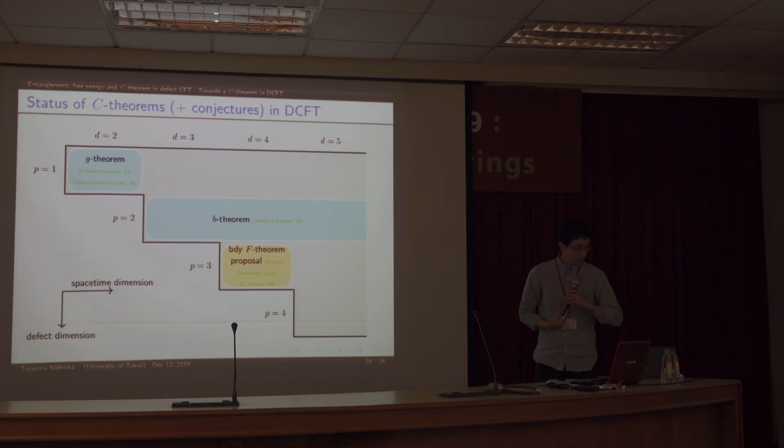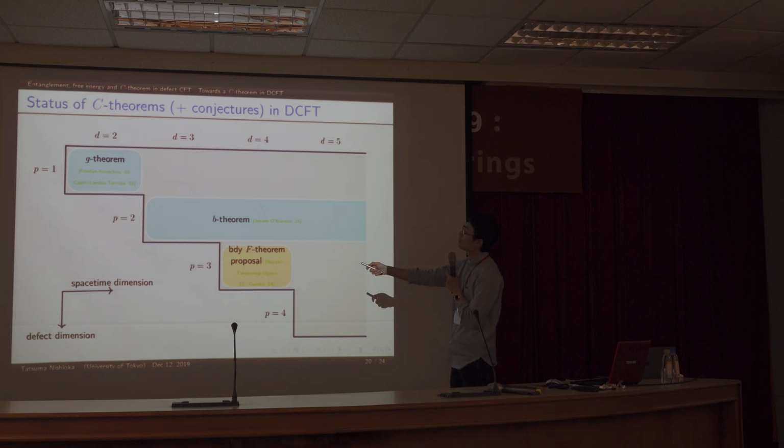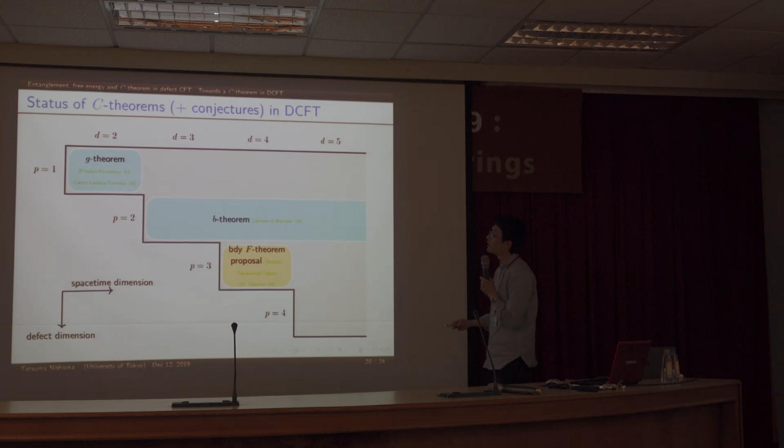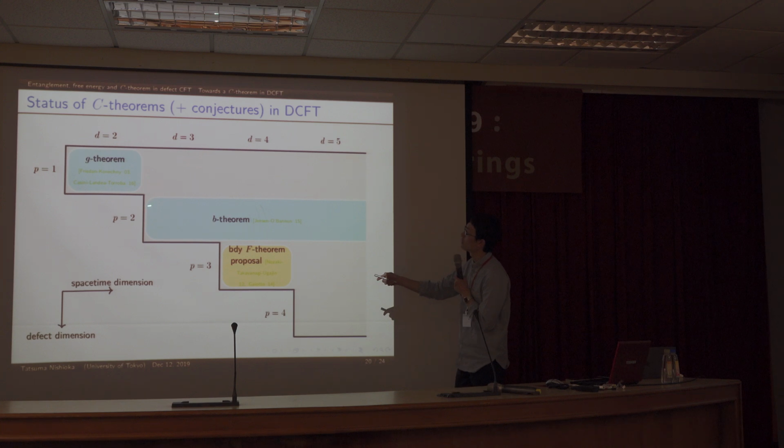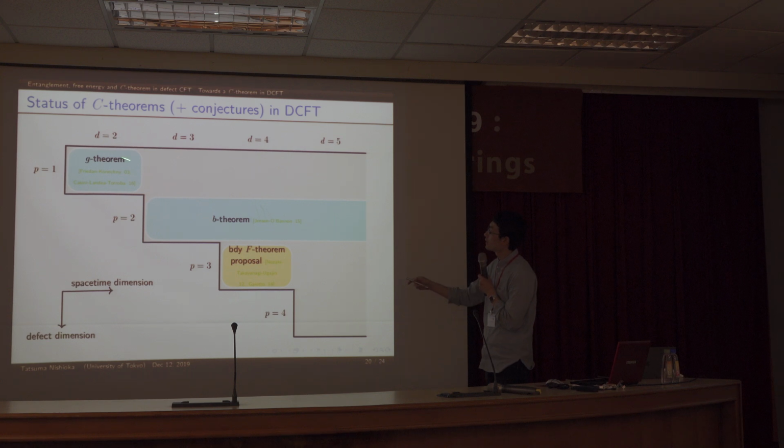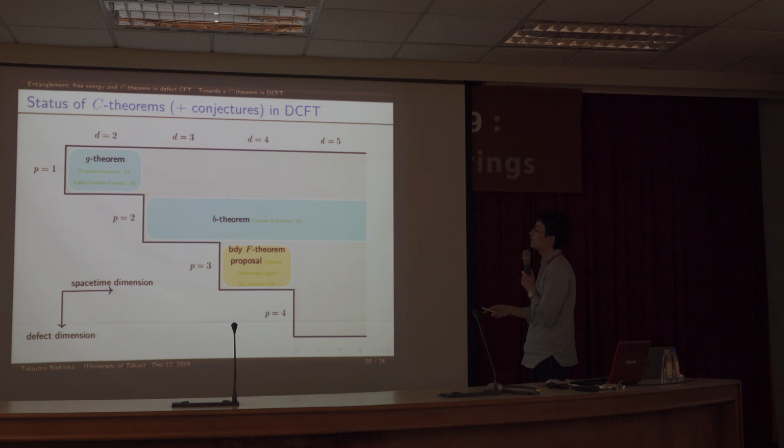But now let me move on to the C theorems in DCFT. When the bulk dimension is 2, just consider say a 2-dimensional boundary CFT. Then, since you have a boundary CFT, you have a boundary which is 1-dimensional. So this is a 2D bulk and a 1D boundary. In this case, there is a so-called g theorem. This is an analog of the C theorem in boundary CFT. And there are two types of proofs for the g theorem in this case. And there is also a very nice proof of the so-called b theorem.